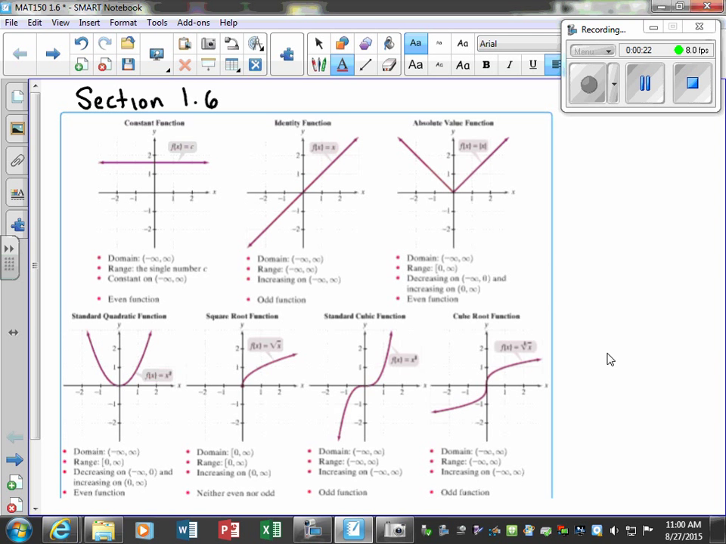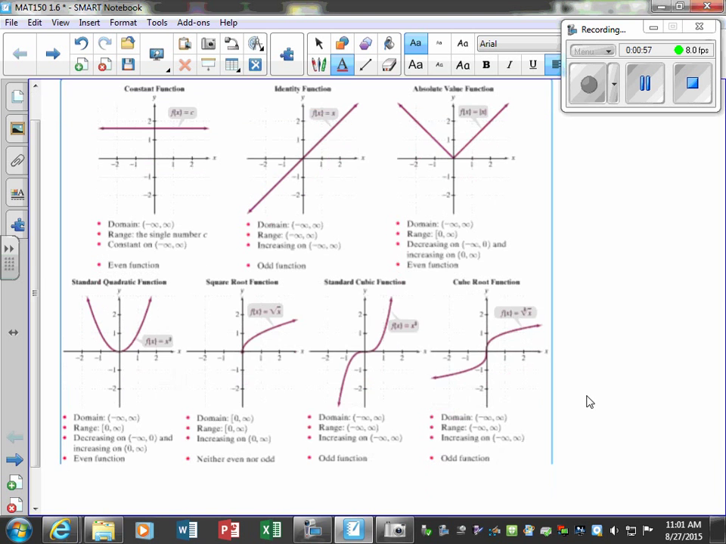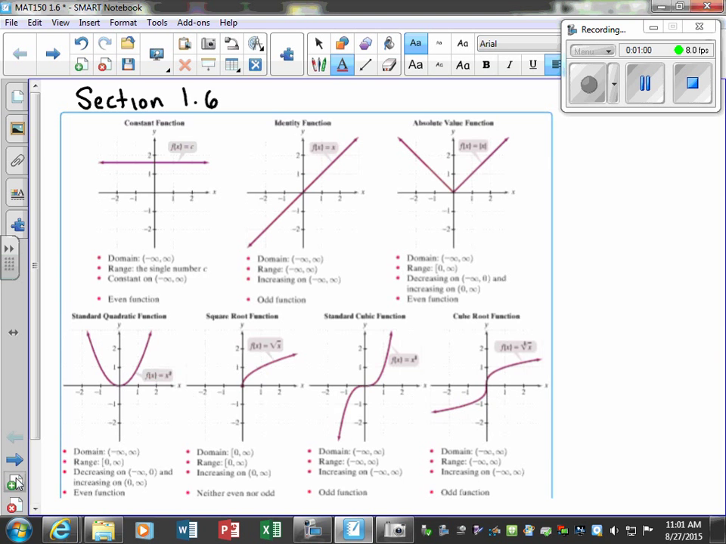So you want to be familiar with the basics of each of the parent graphs, which this one's a constant function, and you can see down here it gives your domain, range, and tells whether it's an even function or an odd function, and we talked about that in a previous lesson. You have your identity function, absolute value makes like a V, quadratic, or most often you're familiar with it as a parabola. Your square root function is going to be this one, cubic function, and cube root function. So if you'd like to print a handout of these particular parent graphs, that would be useful.